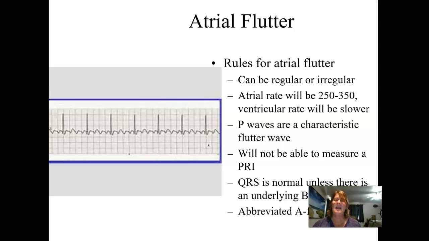It is abbreviated A flutter. The hospital I used to work at when I first became a nurse, we abbreviated atrial fib, capital A, capital F, and atrial flutter, capital A, little f. But when I started working at a hospital down here, they didn't do that. It was a fib and a flutter. They didn't make that classification. So you kind of have to follow your facility's policy.